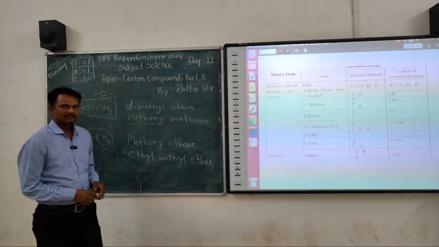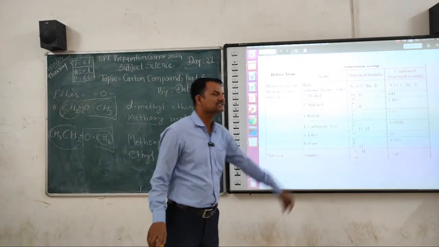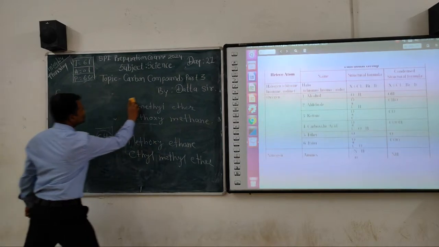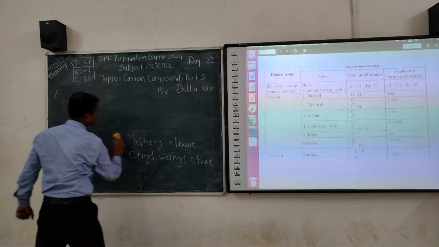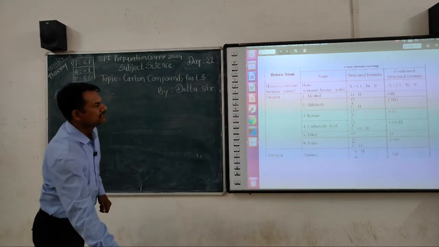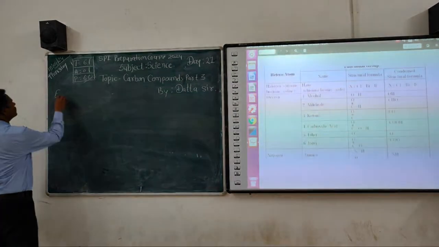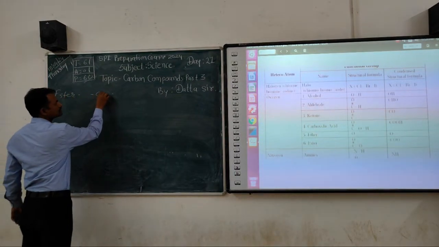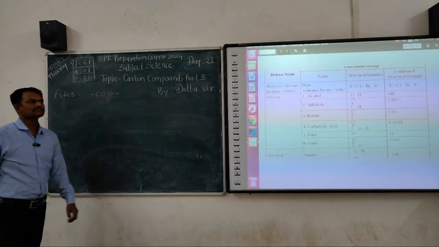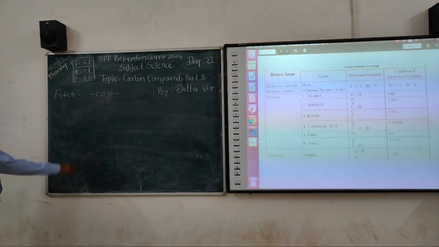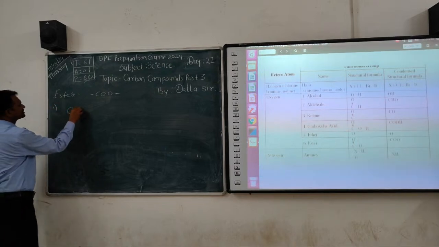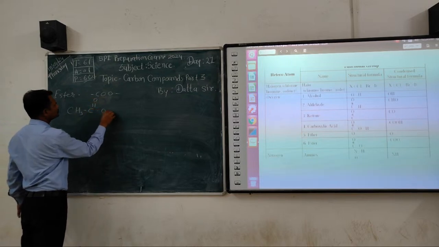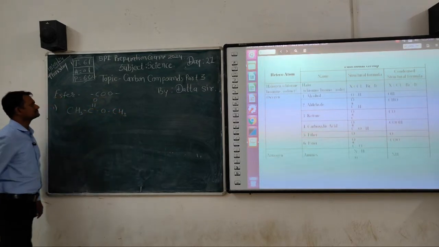Okay, then another one is ester. What is the functional group? Single bond COO, single bond. Okay, look here. First CH3, single bond C, double bond O, single bond O, single bond CH3.